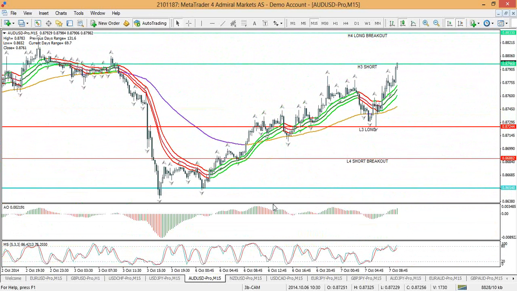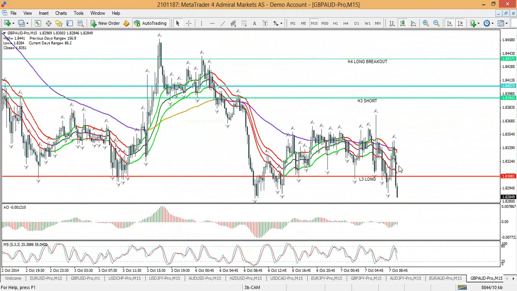The Aussie is a bit better. I think if there's anything that I like, it's probably the Aussie, because the Aussie was showing some strength against the pound and euro too. Let me check. Yeah, it had a pretty big spike up, but it did push through the L3. So you're seeing some Aussie strength.